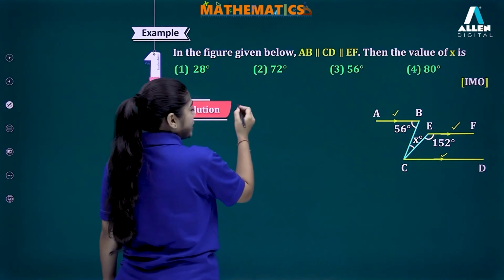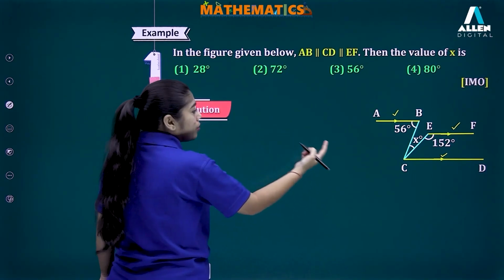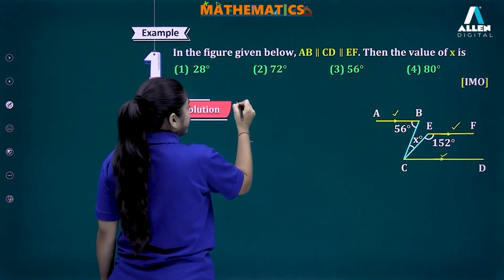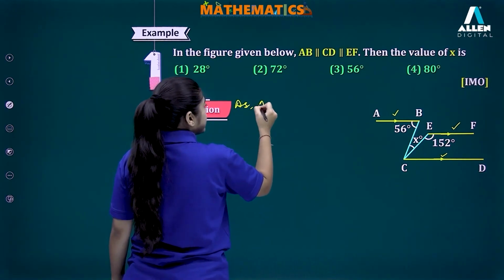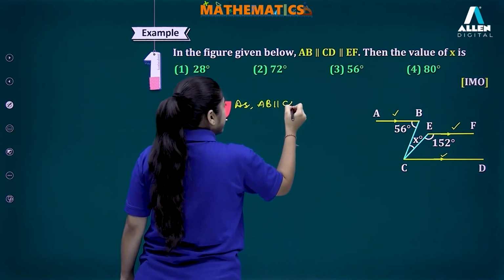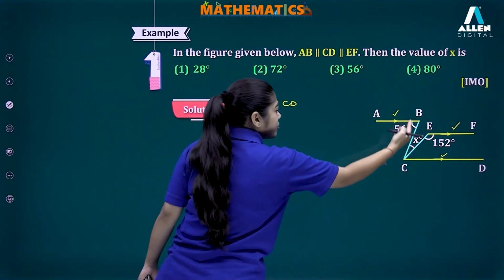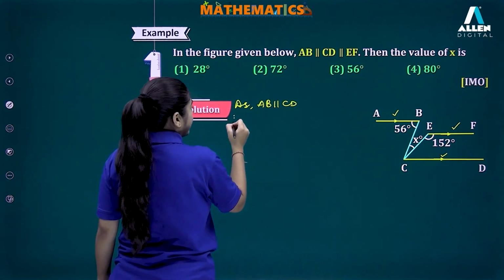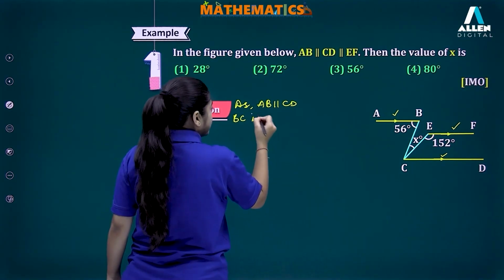Let us take AB and CD together first of all. Here, as AB is parallel to CD, with it we are going to take a transversal BC, and BC is a transversal.